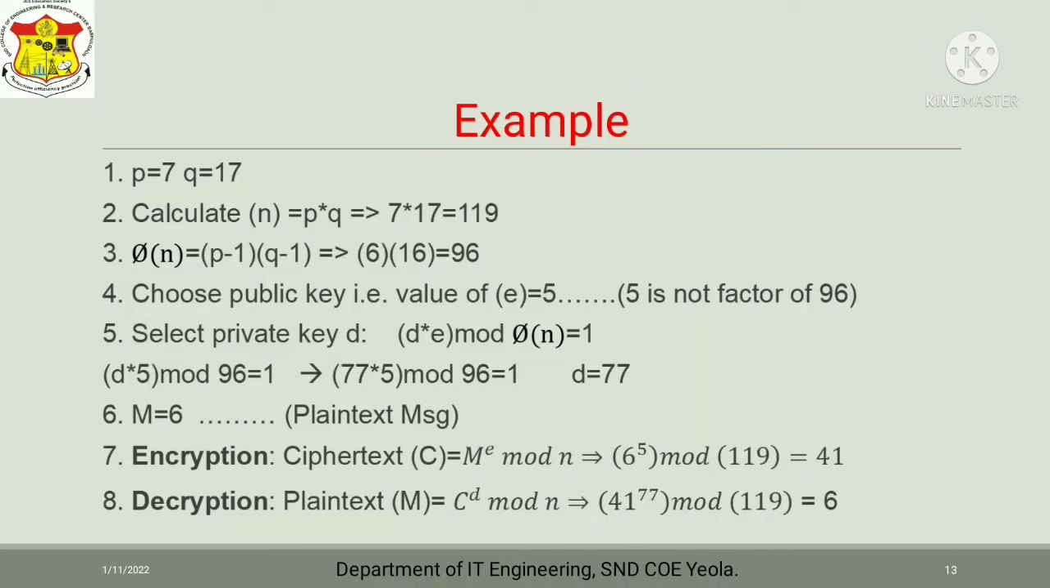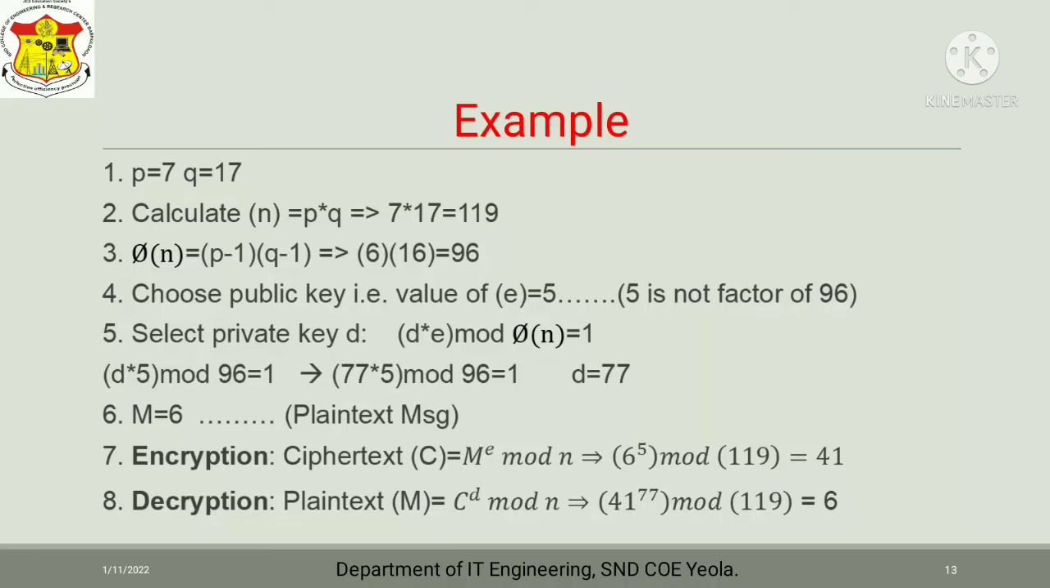Here is the second example of RSA algorithm. Select two prime numbers. First one is 7, second one is 17. Calculate the modulus of encryption and decryption, that is n, which is equal to p into q, which is equal to 119. And third step is calculate the totient function phi of n, it is 96. Fourth one, choose the value of public key. Here the value is 5, which is not a factor of 96. 96 is our phi of n.